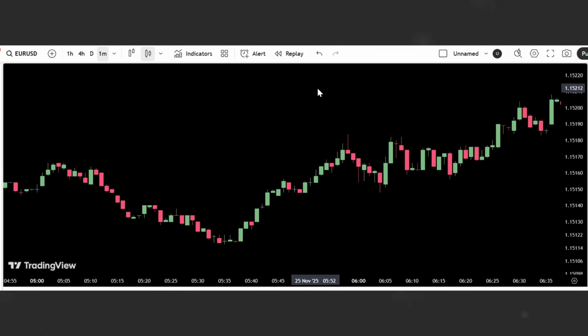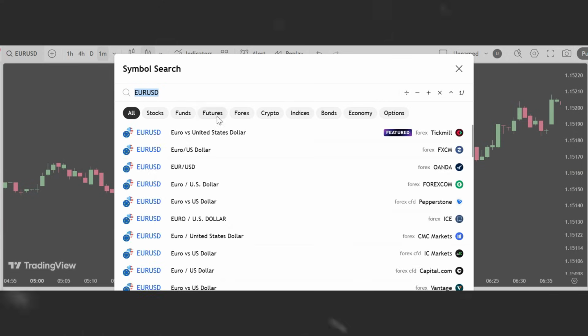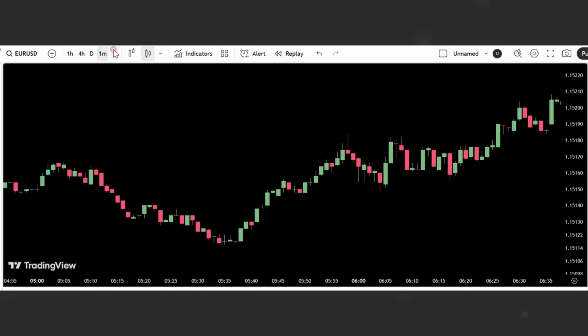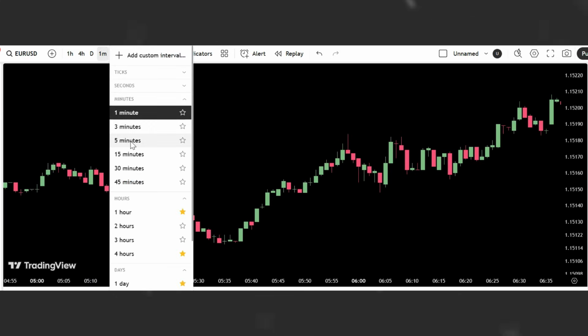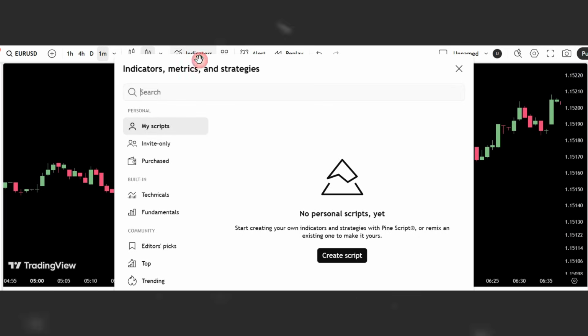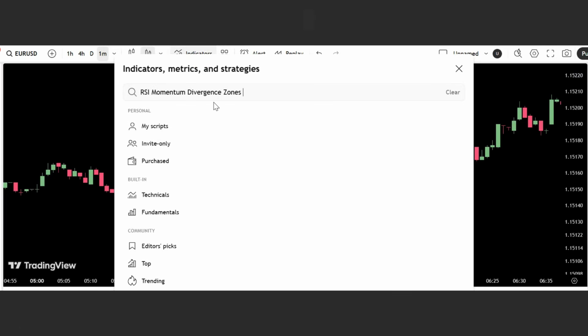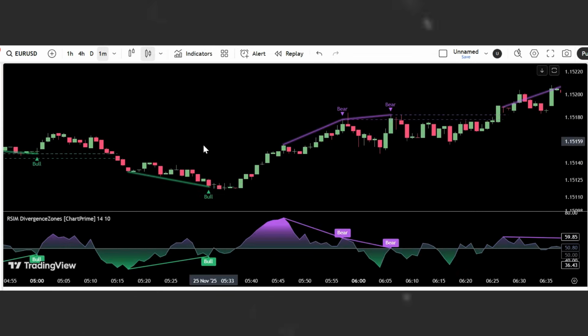Alright traders, now let's add the RSI Momentum Divergence Zones indicator to our chart. Open TradingView and choose the market you want to scalp. For fast trades, I recommend using a 1-minute or 5-minute chart. Click on the Indicators tab, type RSI Momentum Divergence Zones in the search bar, and select the version by Chart Prime. Once it's on your chart, you'll notice two main things.